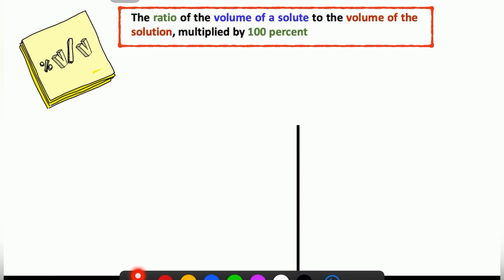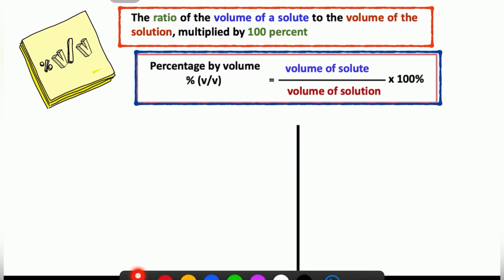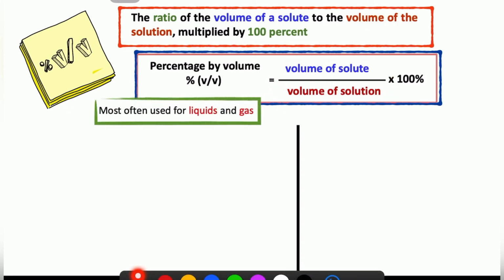Okay, percentage by volume. The ratio of the volume of a solute to the volume of the solution multiplied by 100. This one is the volume of the solute. So the formula is quite similar to the percentage by mass, but this one uses the volume of the solute and the volume of the solution. And note here, it is used for liquids and gas.